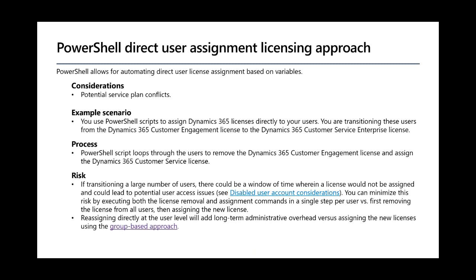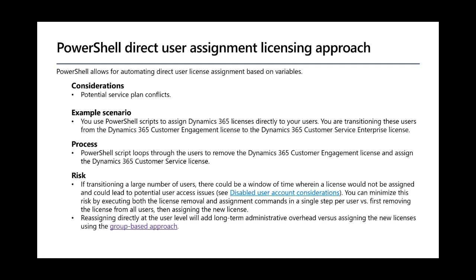In terms of risks, depending on the number of users the script would have to cycle through, and considering how the script is written, there could be a window of time where the licenses would be revoked prior to the new licenses being assigned. And this could lead to the user getting disabled during that time window. You can minimize this risk by writing the PowerShell script so that the license removal and the assignment of the new license takes place in the same step for each user versus first removing all the licenses for all the users, and then adding the new licenses to those users.